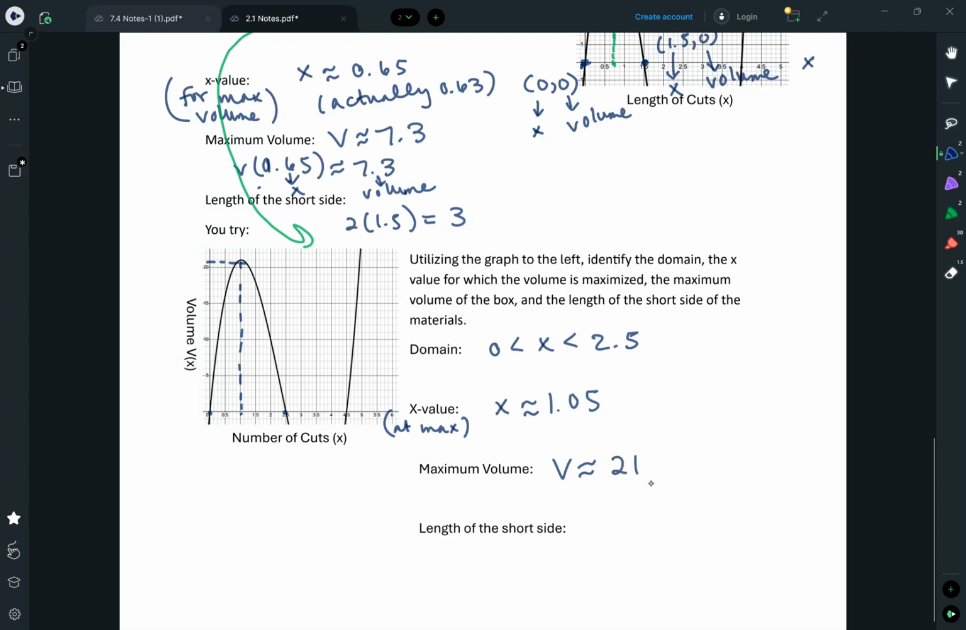So this is where it's happening. This is what it is. And don't forget, I could write V of 1.05 equals 21. My volume, when I cut out squares that are 1.05 inches on both sides, is 21 inches cubed. My length of the shorter side, I get by taking this number and doubling it, because that's my shorter side divided by 2. So 2 times 2.5 is going to be 5.